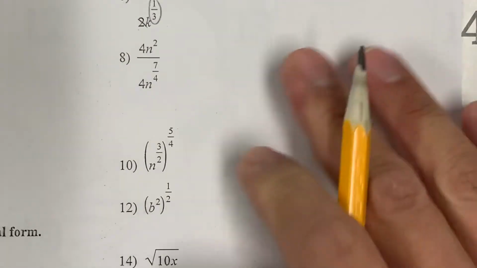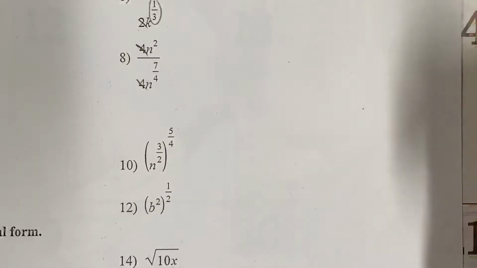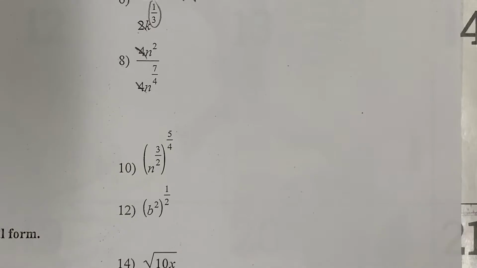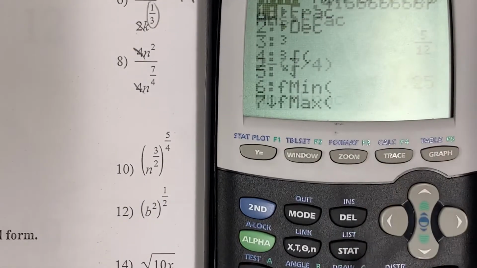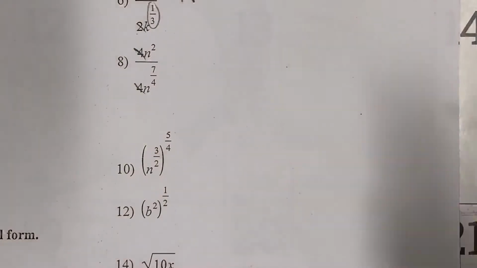Okay. Next, here 4 divided by 4 is canceled because that's going to be equal to 1. You subtract 2 minus 7 divided by 4. It's important that you put parentheses there. Enter, math frac, is going to be 1/4.